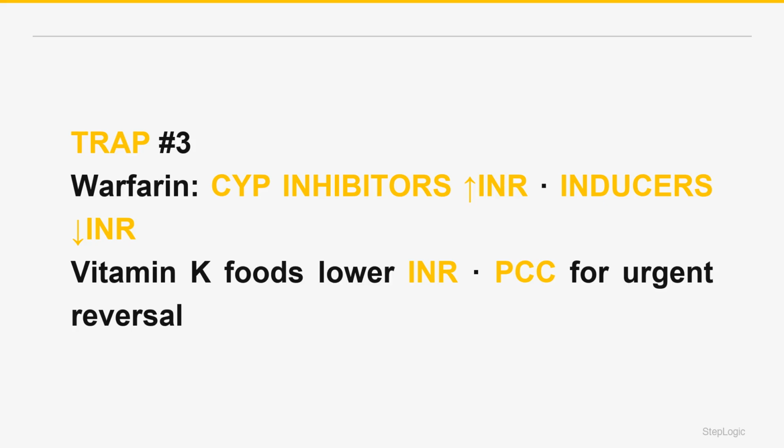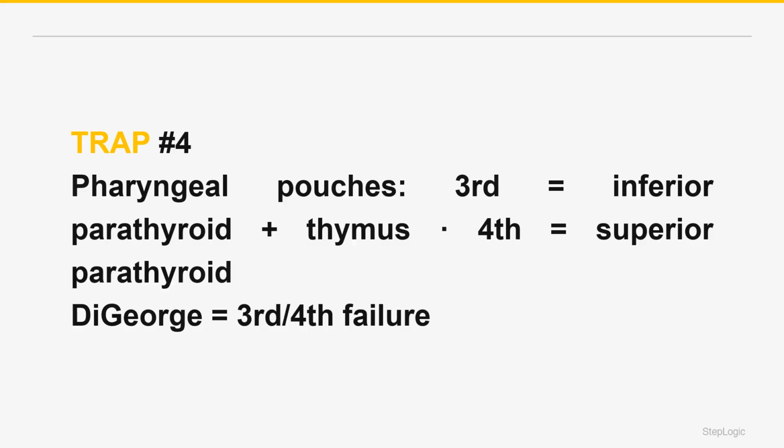Trap 3. Warfarin runs through CYP450. Inhibitors raise the INR and cause bleeding. Inducers lower it and cause clotting. Leafy green vitamin K lowers it too. For urgent reversal, use prothrombin complex concentrate, not just slow vitamin K. Trap 4. The third pouch gives the inferior parathyroids and the thymus. The fourth gives the superior parathyroids. The lower numbered pouch ends up more inferior. Failure of both is DiGeorge: no thymus, no parathyroids.